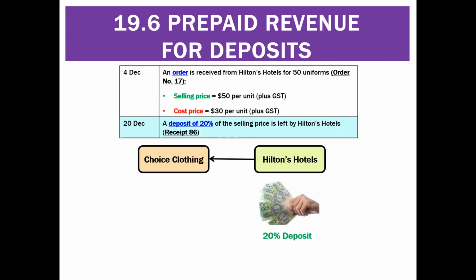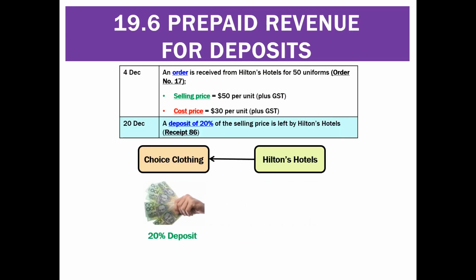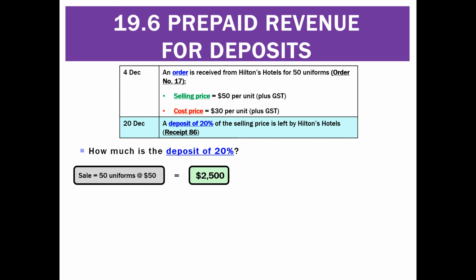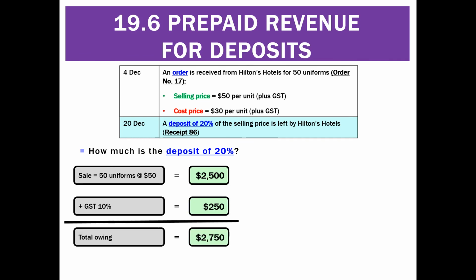So on the 20th, a deposit of 20% is paid by Hilton's Hotels to Choice Clothing. So the sale is 50 uniforms at $50, which is $2,500 plus GST. That'll be a total of $2,750.